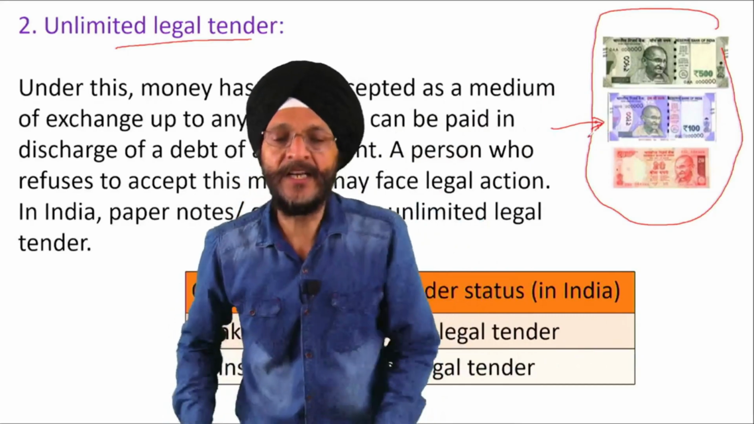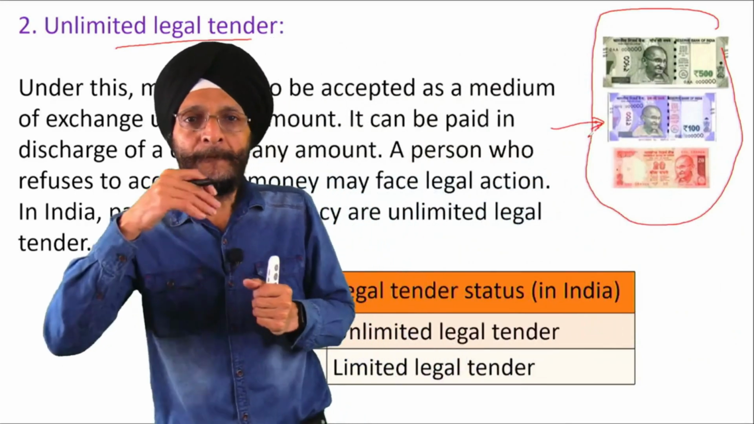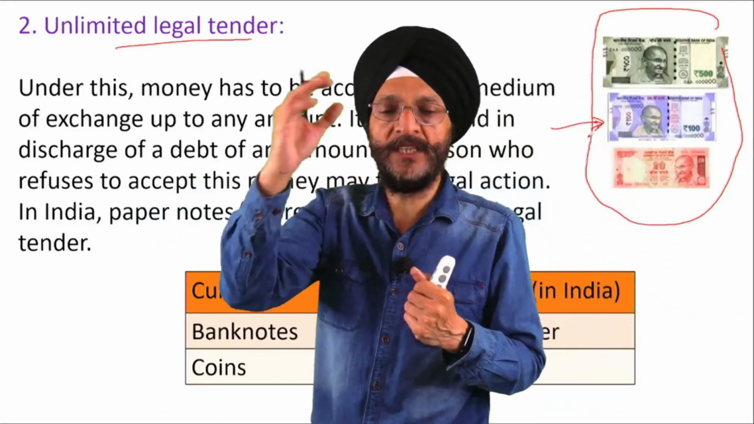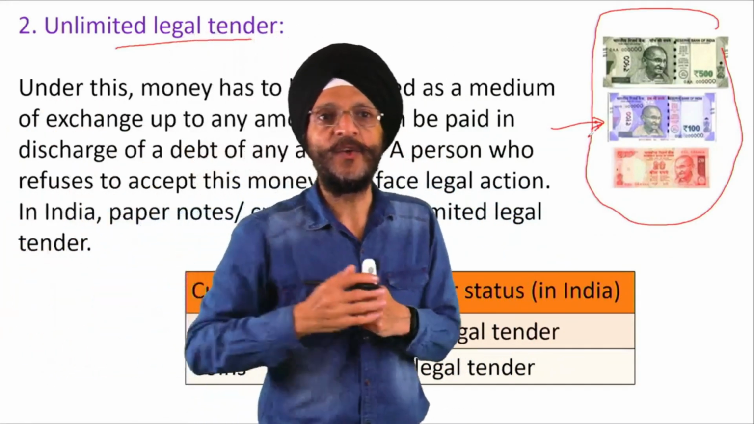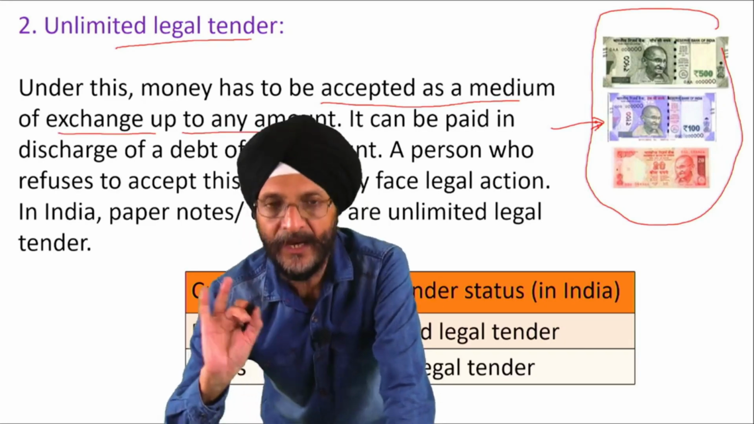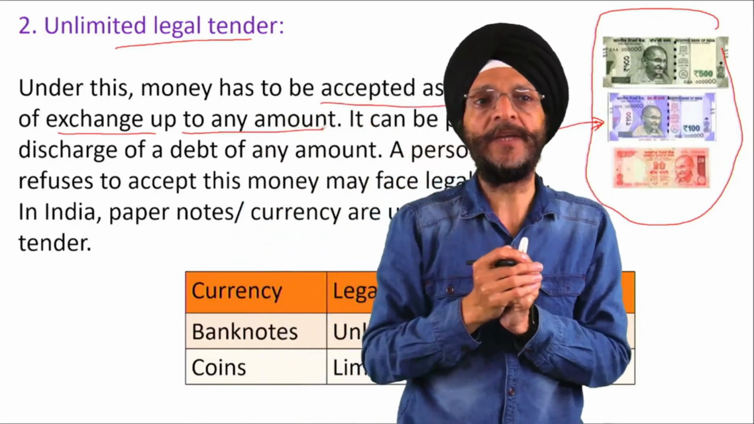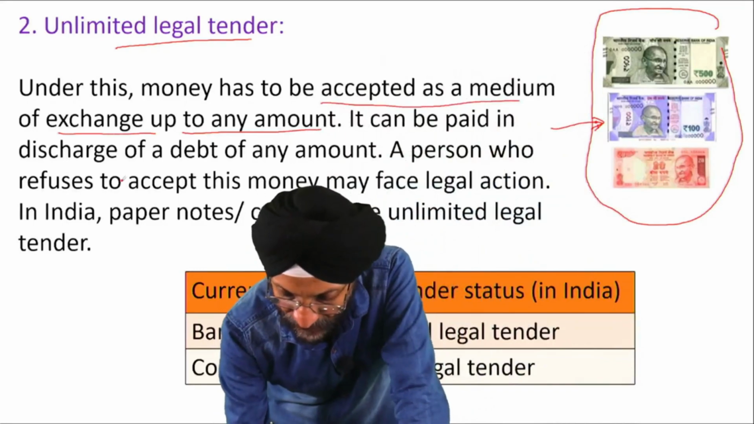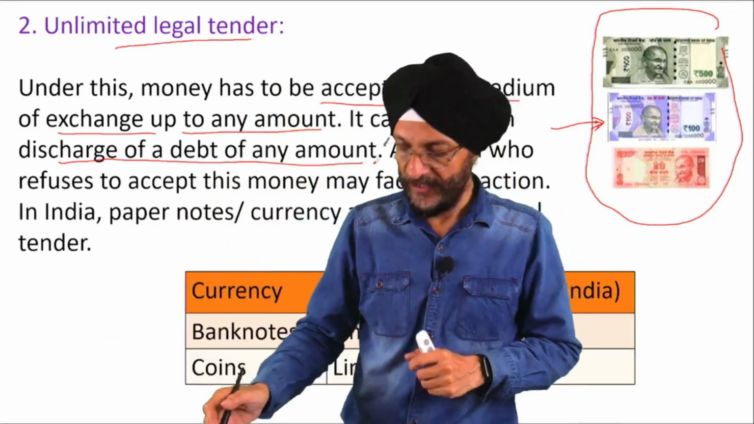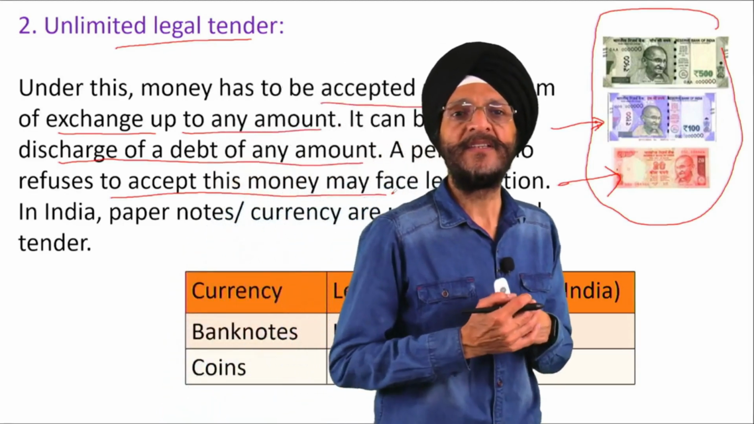unlimited legal tender. In other words, we can use these currency notes to make the payment for goods, or we can avail the services of other persons and make the payment in these currency notes. Under this, money has to be accepted as a medium of exchange up to any amount. There is no restriction that these currency notes can be accepted up to a certain limit only. It can be paid in discharge of a debt of any amount. You may be having a debt of say rupees 10 lakhs, you can make the payment by way of these currency notes. A person who refuses to accept this money may face legal action.